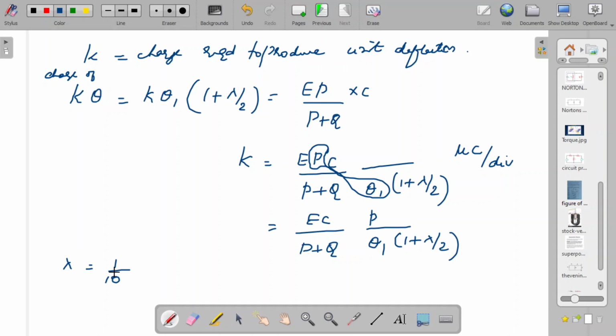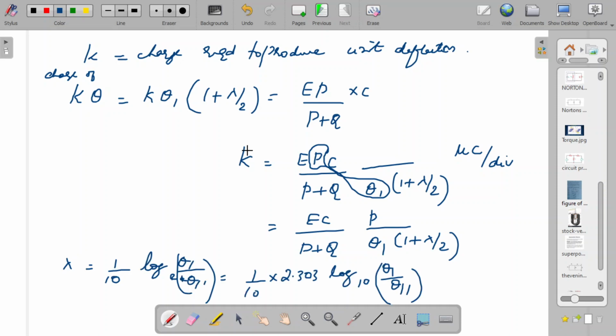Log to the base e can be converted into log to the base 10 as 1 by 10 into 2.303 log to the base 10 of theta 1 by theta 11. So as you are finding theta 1 from the first row, you can also find theta 11 from the 11th row. Using that you can find lambda. You can put lambda here. Every other parameter you know. You can find the current sensitivity, charge sensitivity, or the figure of merit of the coil of the ballistic galvanometer.